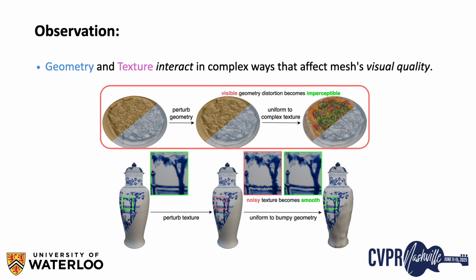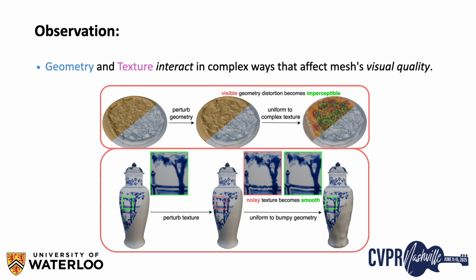In the first row, starting from a pristine model, we first perturb the geometry and then change the uniform texture to a complex texture. As a result, the geometry distortion becomes imperceptible. We do the opposite in the second row. Starting from a pristine mesh, we first perturb the texture and then change the uniform geometry to a bumpy one. As visualized in local windows, the noisy texture becomes smooth as a result.